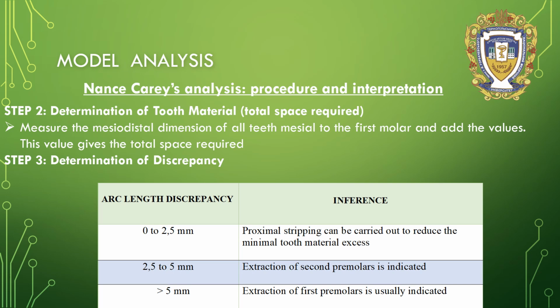Similar table for the lower dental arch. In case of lower dental arch length discrepancy from 0 to 2.5 millimeters, we can use interproximal reduction to reduce the minimal tooth material excess.